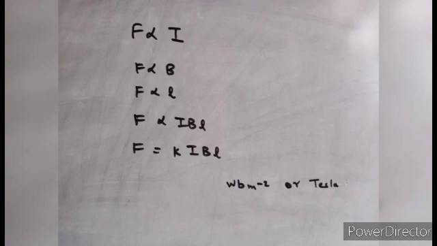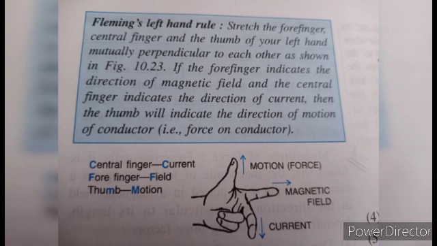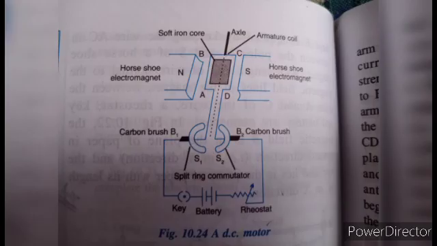And you should remember this formula for numerical purpose. Now Fleming's left hand rule. So what is Fleming's left hand rule? Stretch the four fingers, central finger and the thumb of your left hand mutually perpendicular to each other. If the four fingers indicate the direction of magnetic field and the central finger indicates the direction of current, then the thumb will indicate the direction of motion of conductor. This is your Fleming's left hand rule.